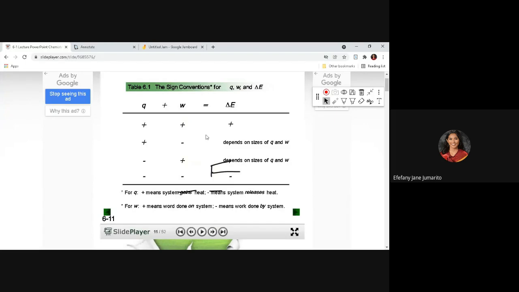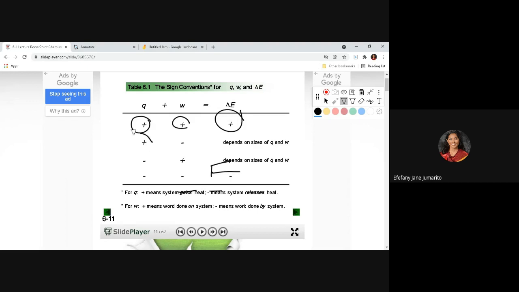Okay, so we have the sign conventions for Q, W, and then you have your E. So positive Q means system gains heat, negative means system releases heat. For W, we have work done on the system, then work done by the system. So to increase the internal energy of the system, we have to add heat and then do the work. The surrounding must do the work.